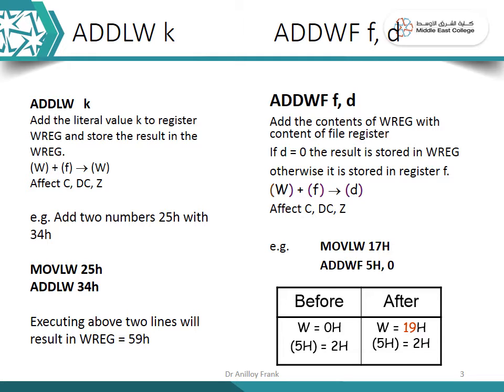The ADDWF instruction adds the value of the file register to the W register, and the result is stored in the destination register. If the destination is 0, the result is stored in the W register. Otherwise, it is stored in the F register. As shown below, MOVLW 17 copies the value 17 into the W register. ADDWF 5, 0 adds the value of file register 5 to the W register and stores the result in the W register.